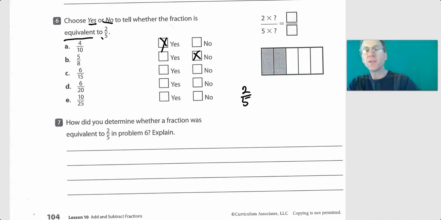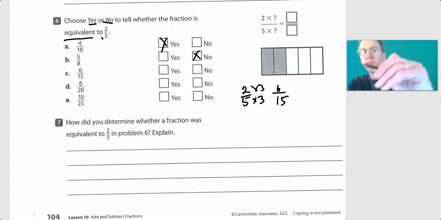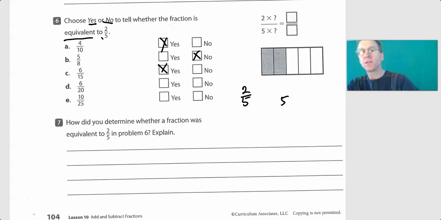All right, here's 6/15. So this time I'm going to have to triple the number of slices to get 15 slices. And if I triple the number of slices I have, bingo, that's a go. That works. Okay, let's go to the next one.